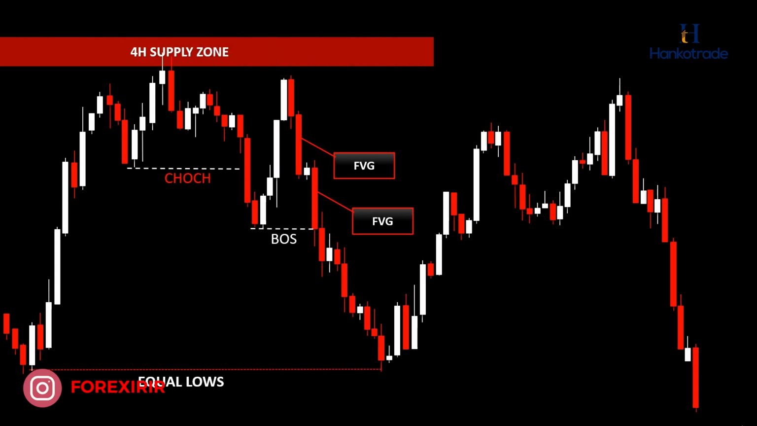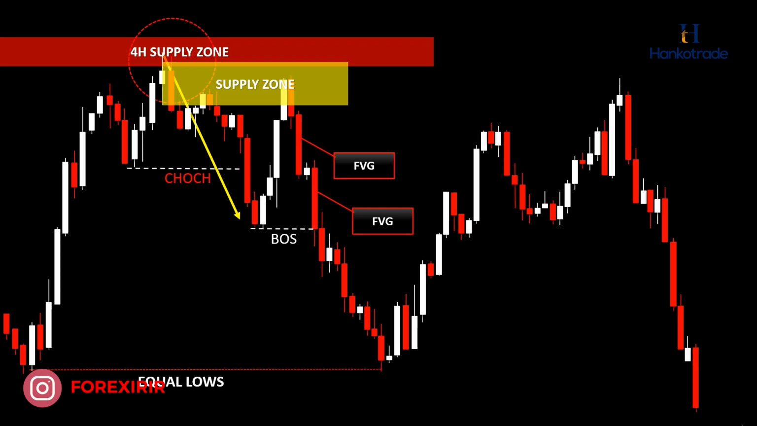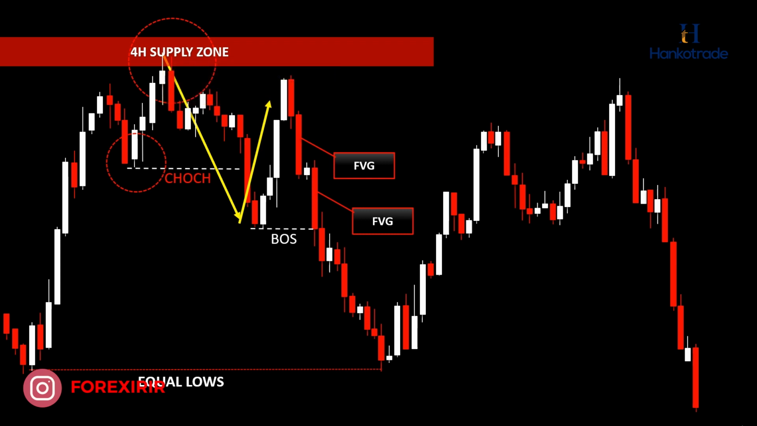Here, we have the euro-dollar 1-hour time frame on the chart. Initially, the price moved upward until it reached the 4-hour time frame supply zone, reacted to it, and then reversed its direction. Subsequently, the price created a change of character by breaking and closing below the structure. Then the price moved upward to mitigate the order block generated by the change of character wave.